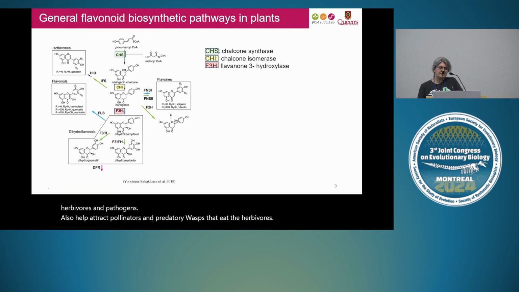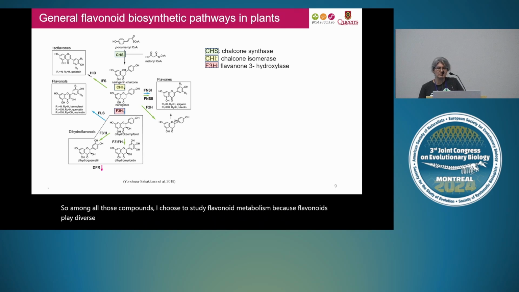So among all those compounds, I chose to study flavonoid metabolism because flavonoids play diverse roles, including acting as antioxidants, UV protectants, and defense compounds against herbivores and pathogens. They also influence pigmentation, pollination attraction, hormonal signaling, and also regulate flowering time. Additionally, studying the evolution of flavonoid biosynthesis genes provides insights into the broader evolution of metabolic pathways, revealing how plants adapt their biochemistry to diverse challenges and stresses in new environments.